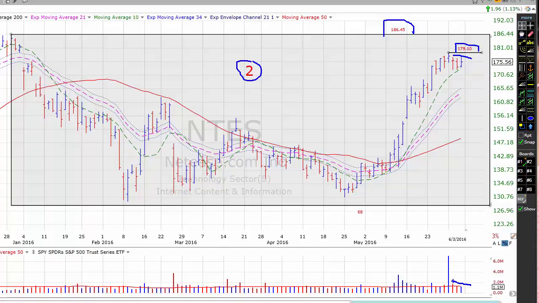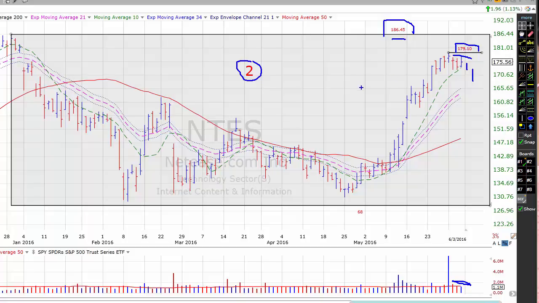We look for the volume to dry up in the handle. And right now we only have 3 days in this handle, so we want to see the stock continue to sell off for the next couple of days. And that would validate this handle in the 179.10 range. If we don't put in those 2 lower days, then we look for a pivot point up here in the 186.45 range. NetEase is a Chinese provider of an interactive online gaming community, internet portal, and wireless value-added services.